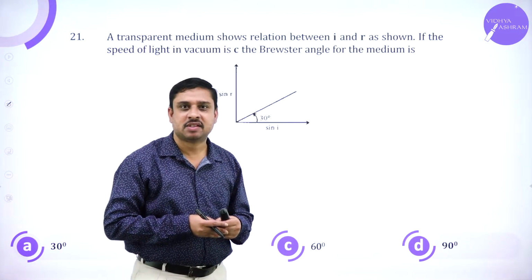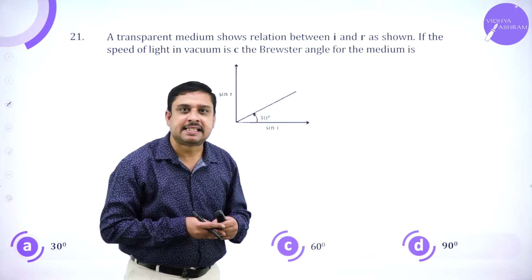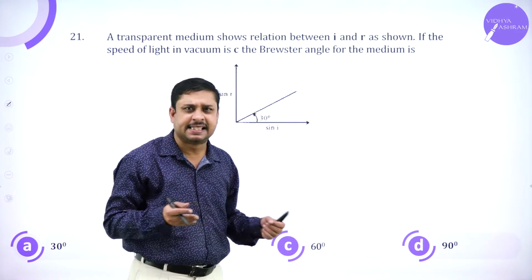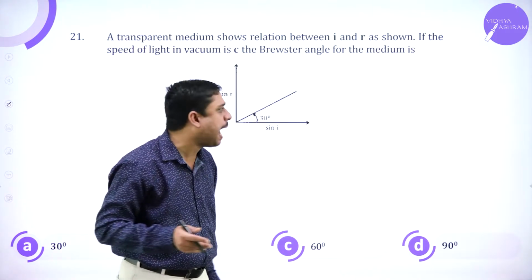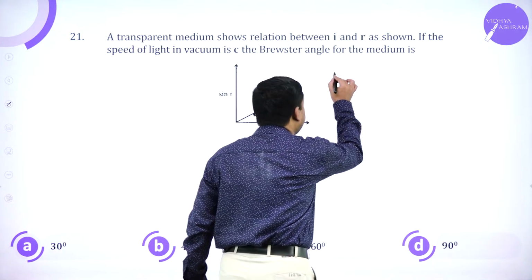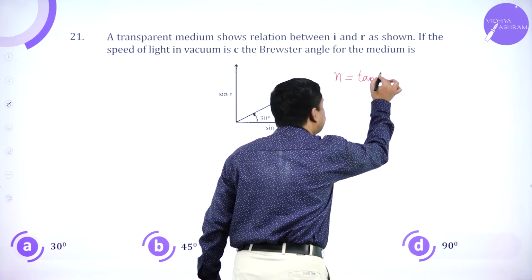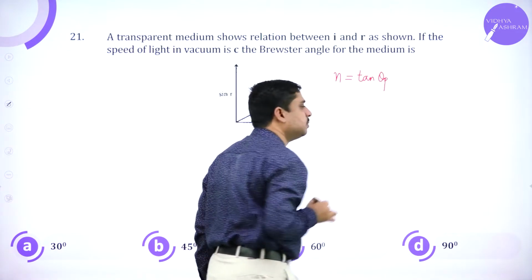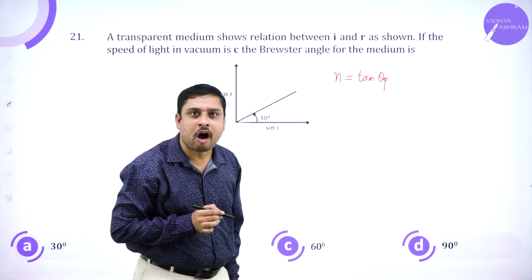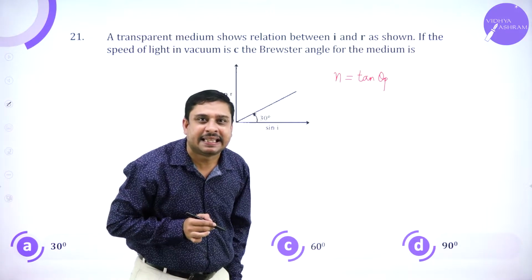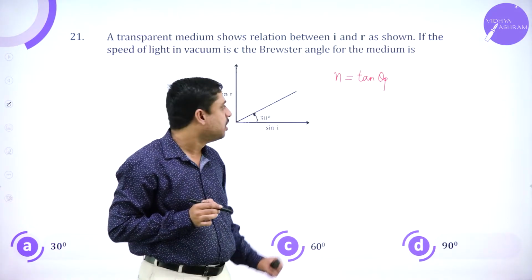My dear students, the moment I say Brewster's angle, it is nothing but the polarizing angle. Therefore, we say n is tan theta p. From Brewster's law, we write n is equal to tan theta p.